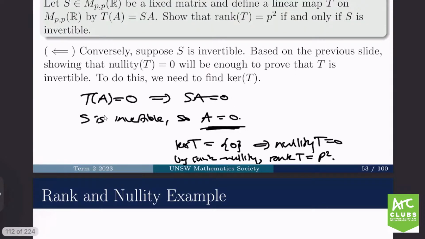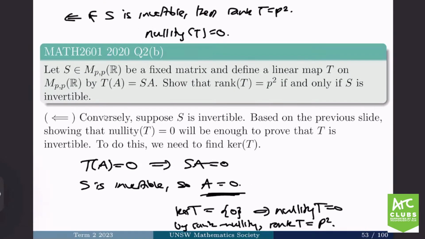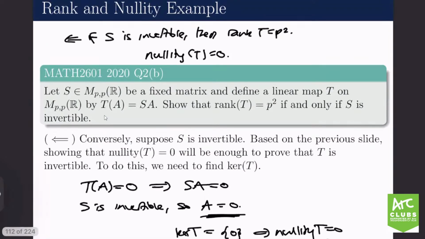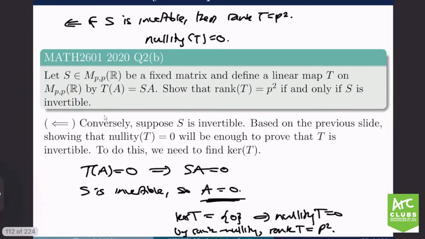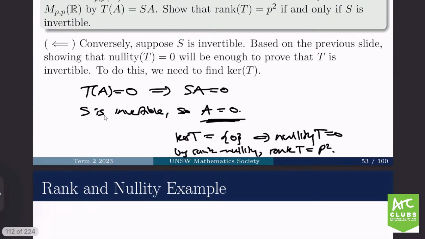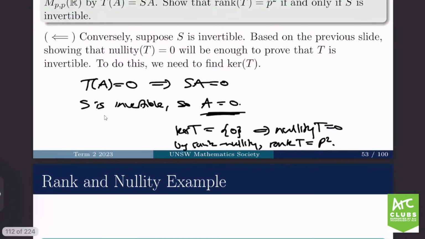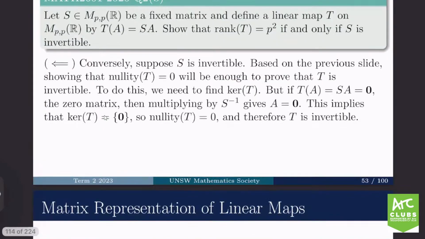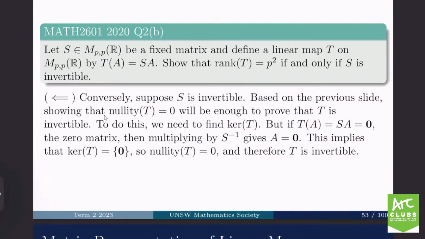Just to quickly outline the proof, what we did was say, okay, S is invertible. Now we need to prove that rank of T equals P squared. Another way of doing that is to prove that the nullity of T equals 0, because if that's the case, then by the rank nullity theorem, the rank of T equals P squared. And to do that, we used the fact that S was invertible. So we're essentially done with this question. We proved the reverse direction, and therefore rank of T equals P squared if and only if S is invertible.